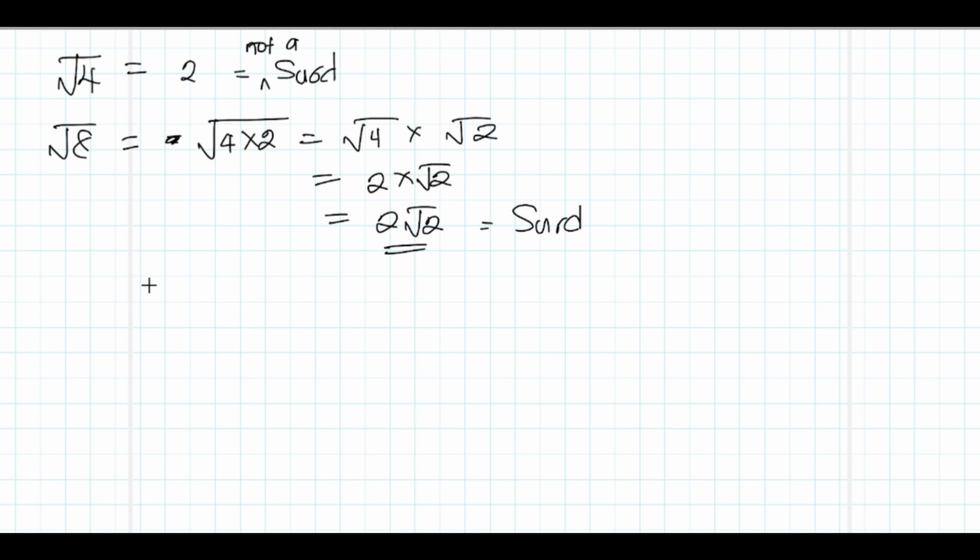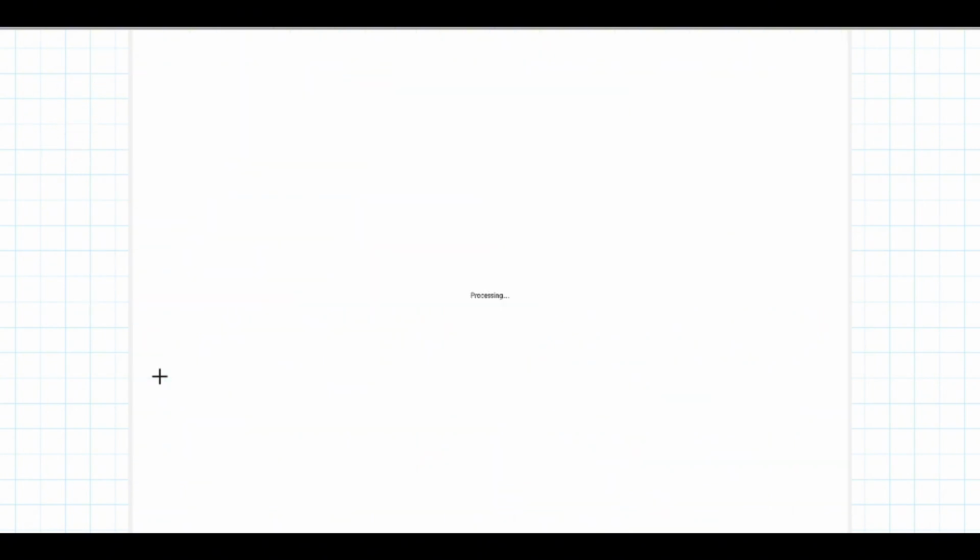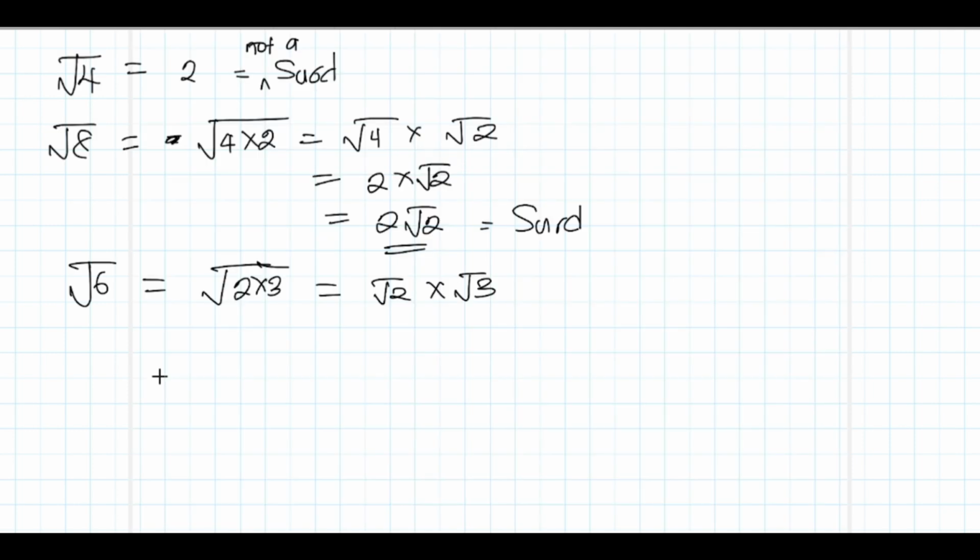We have so many examples that we are going to do. Root 6. Root 6 is a surd because this is root 2 times 3, which is root 2 multiplied by root 3. So root 6 is also a surd. So these are some examples of surds in action. We have so many other examples that we are going to be discussing as the lesson continues.